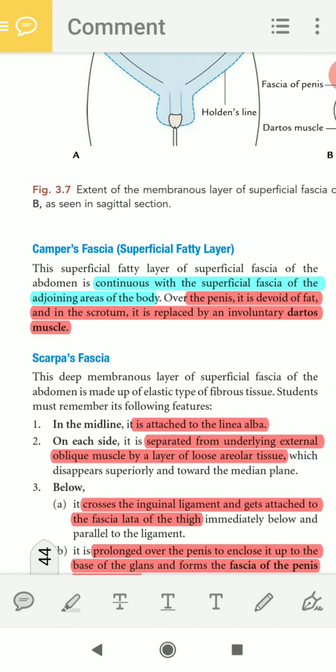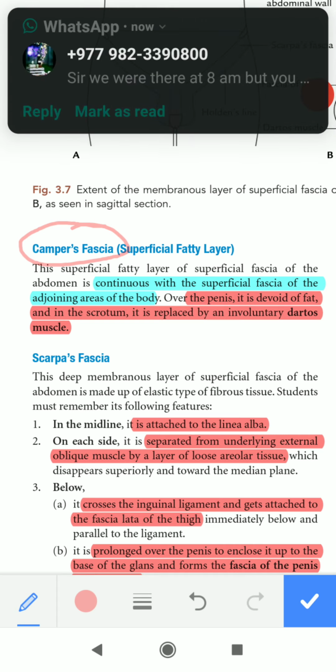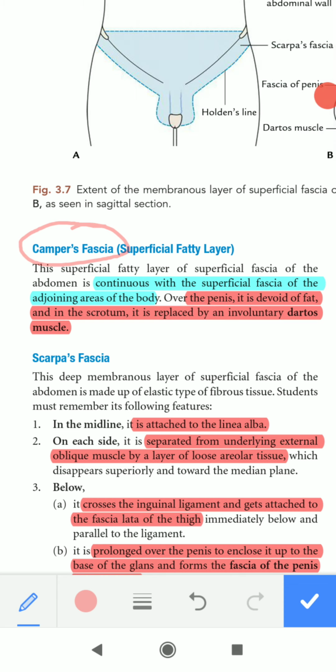Now come to Camper's fascia or the superficial fatty layer. This superficial fatty layer of the superficial fascia of the abdomen is continuous with the superficial fascia of the adjoining area of the body, but over the penis it is devoid of fat, and in the scrotum it is replaced by the involuntary dartos muscle. That means the fascia, Camper's fascia.